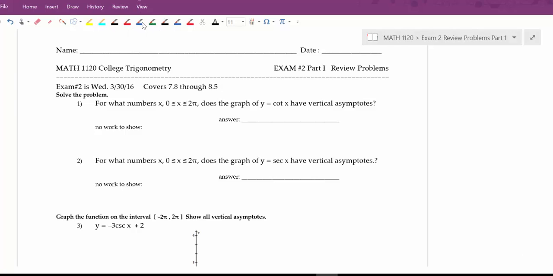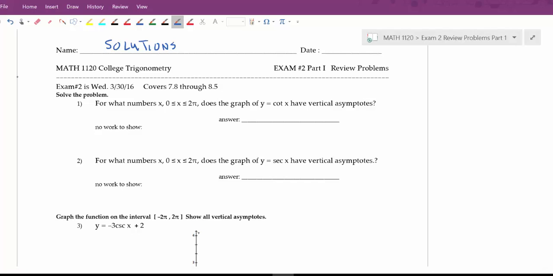Okay, so college trigonometry students, today we're going to be looking at the solutions to this review that I gave you for exam 2. Exam 2 has two parts. It's going to have a calculator part and a non-calculator part.